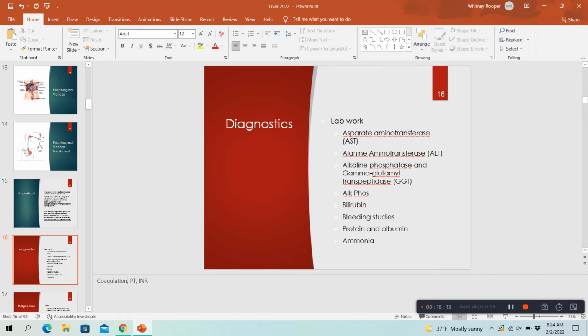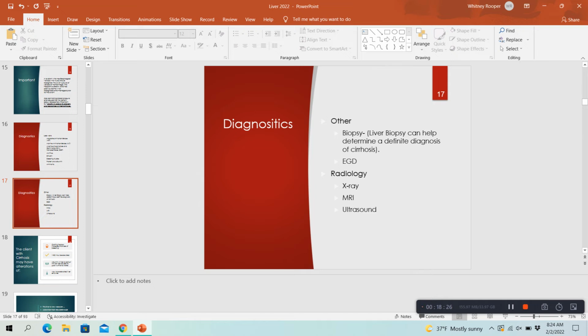Other diagnostic tests we can do: a biopsy of the liver, an EGD. Does anybody know what an EGD is? Esophagogastroduodenoscopy. Yeah. So they go down inside. Upper, not lower, upper. Yeah, upper GI. X-rays, MRIs, and ultrasounds. You'll see a lot of those ordered for them.